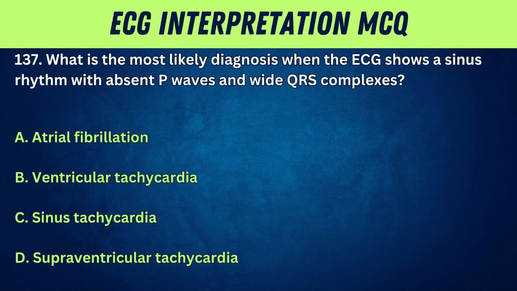137. What is the most likely diagnosis when the ECG shows a sinus rhythm with absent P waves and wide QRS complexes? A. Atrial fibrillation. B. Ventricular tachycardia. C.